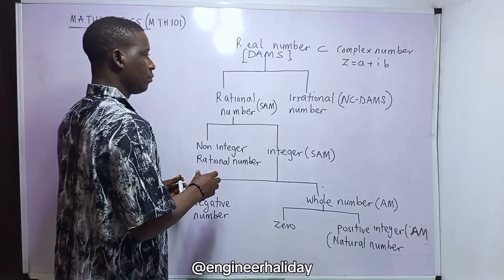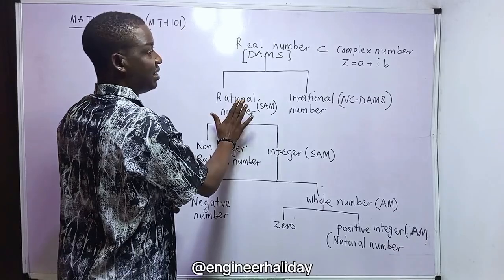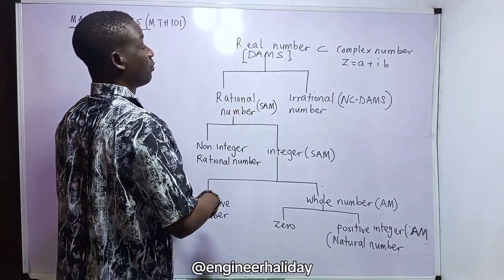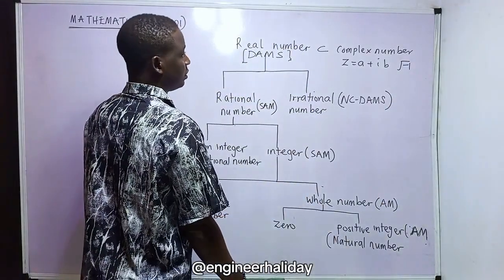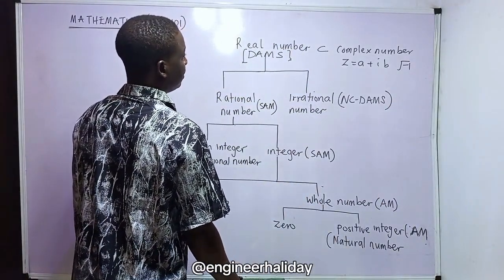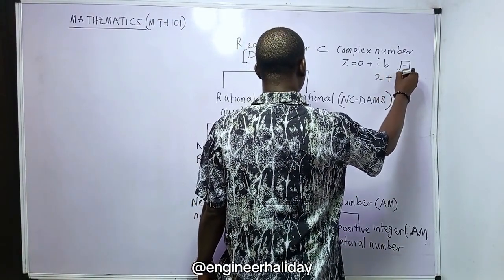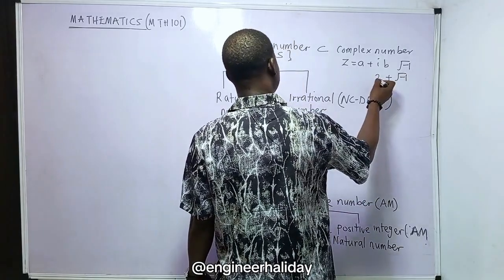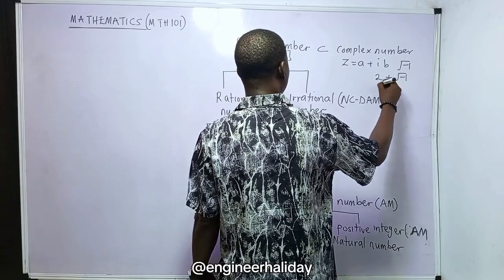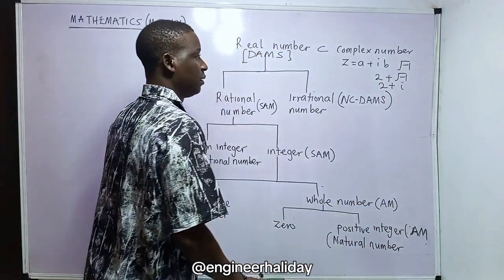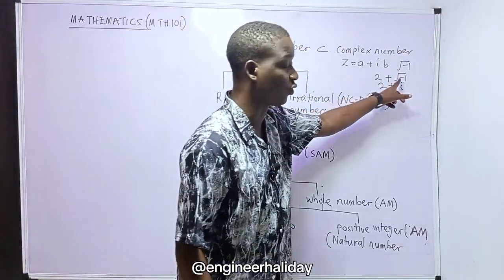But note, all these ones are not under complex number. Now under that real number, for example, if I say square root of -1, it is not a real number because it's a complex number. You understand me? Because you can have 2 plus square root of -1. This part is a real number. This part is a complex number. I can write this one as 2 plus i, because i is known as the square root of -1.